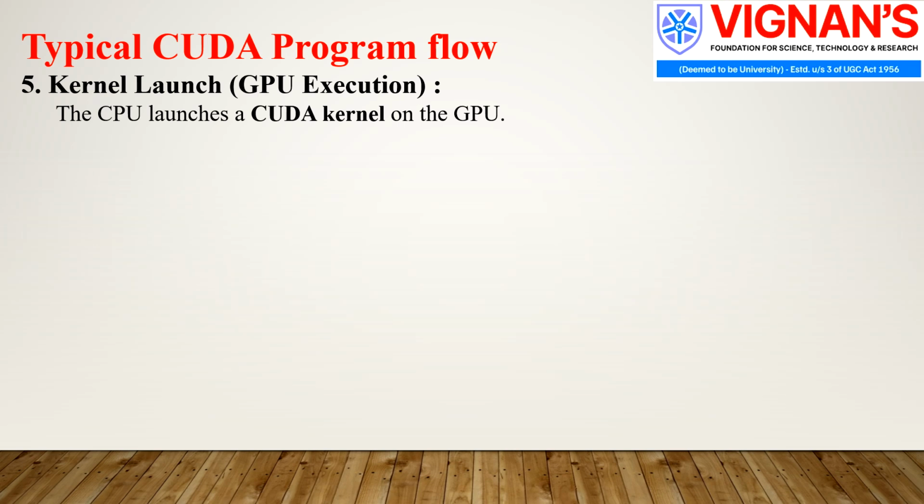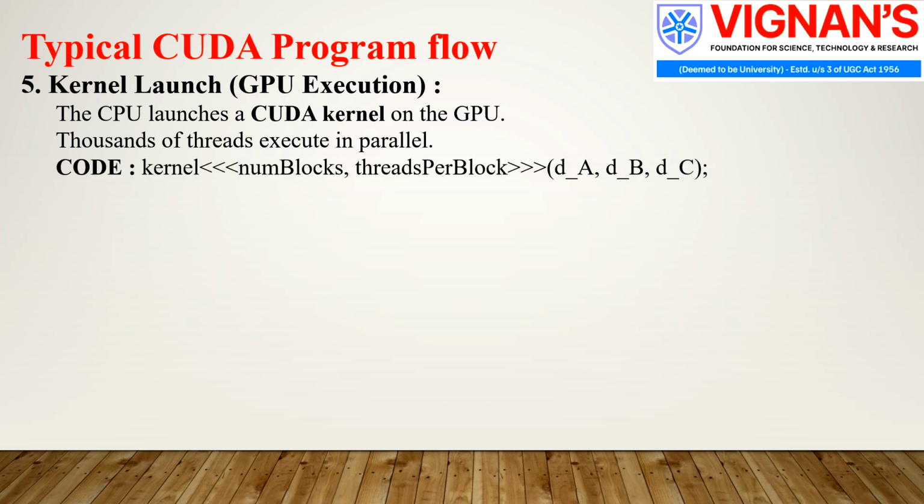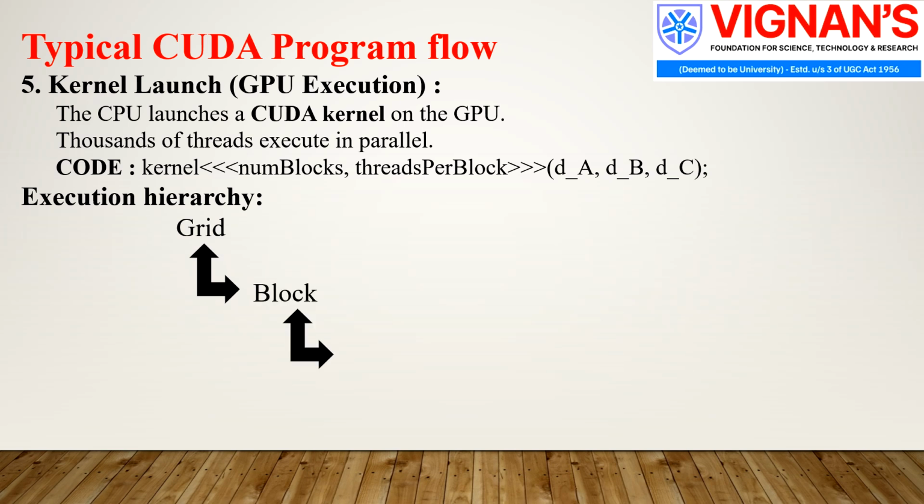While launching the kernel, the CPU specifies how many threads should execute the program in parallel. These threads are organized using a hierarchical structure. At the highest level is the grid. The grid represents the entire kernel execution. The grid is divided into multiple blocks. Each block is a group of threads that can cooperate with each other. Inside each block are threads. Threads are the smallest execution units, and each thread performs the same operation on different pieces of data.